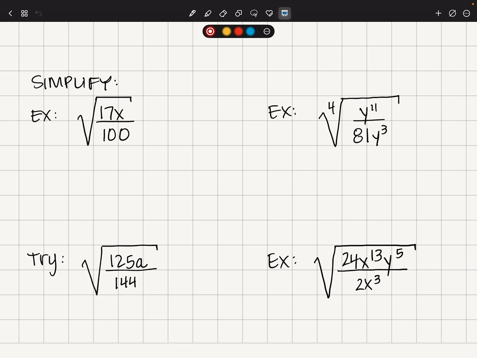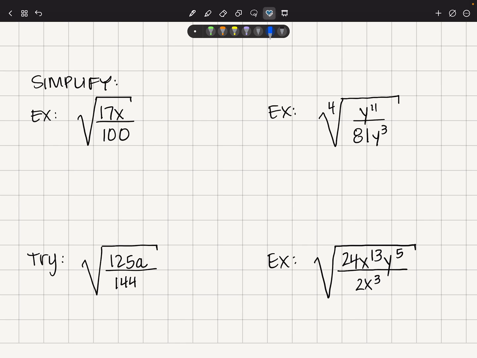So what we're looking for is perfection in the denominator. Can I get that denominator to be perfect so that there's no more radical in the denominator? Radicals in the denominator are, from this point forward, not allowed. Just like you can't have negative exponents in your final answer, you can't have radicals in the denominator.